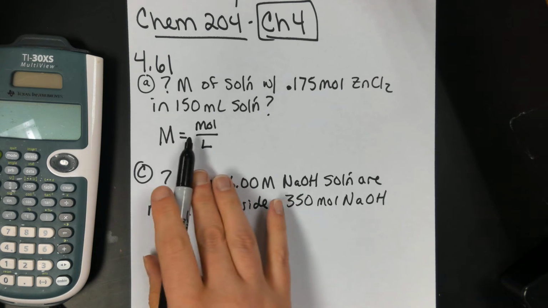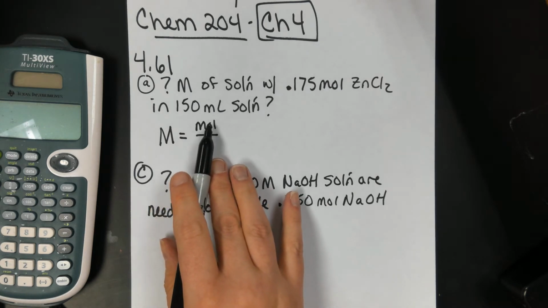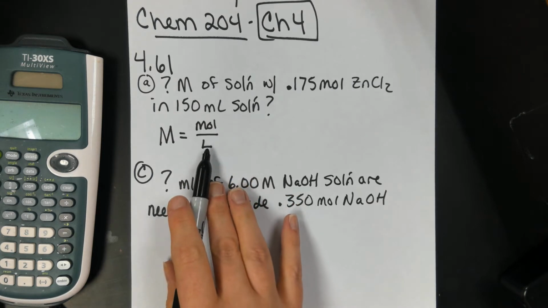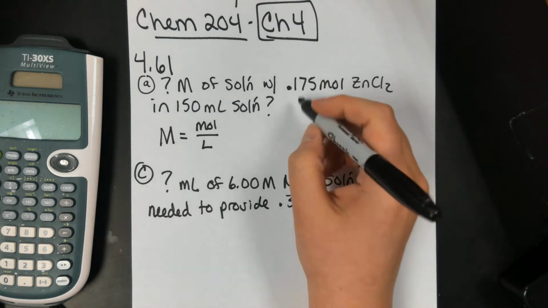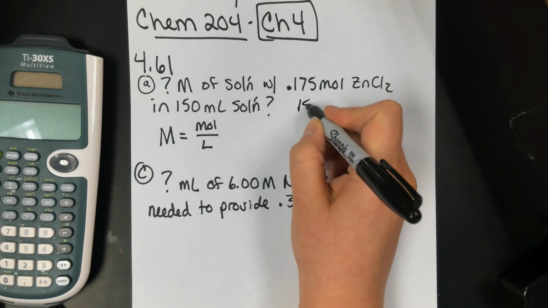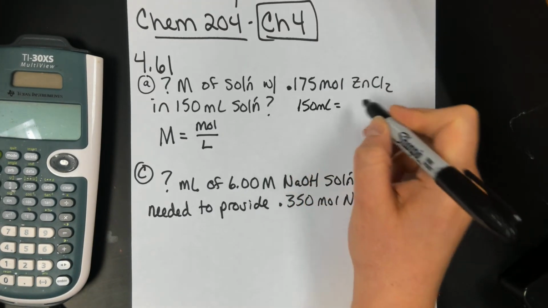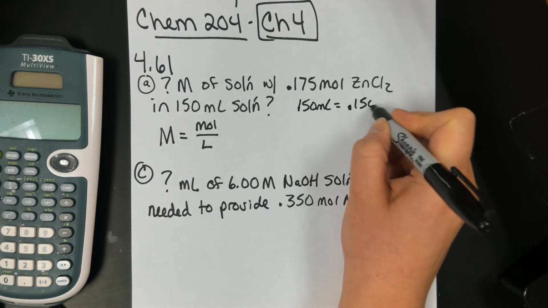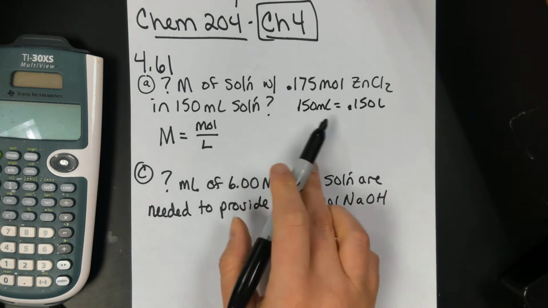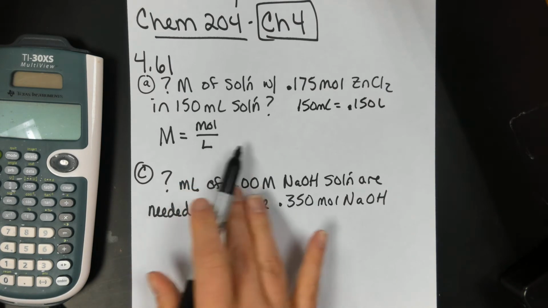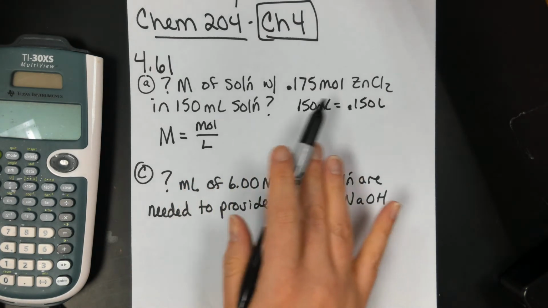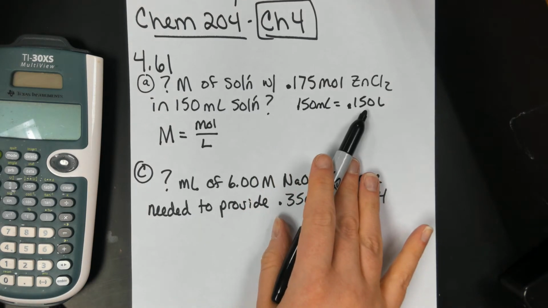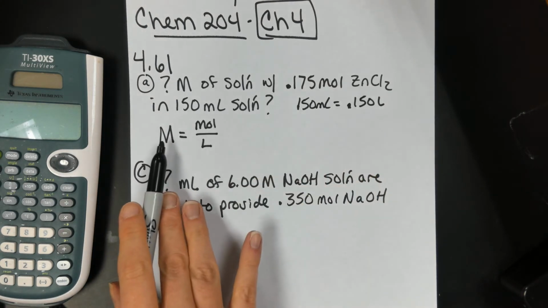Since I'm looking for molarity, do they give me moles of zinc chloride? Yes. Do they give me liters of the solution? Sort of, right? I know that 150 milliliters is actually equal to 0.150 liters. That's just a quick way to save time, or you can do it in the equation if you'd like. If I divide moles by liters, then what do I get? Molarity.